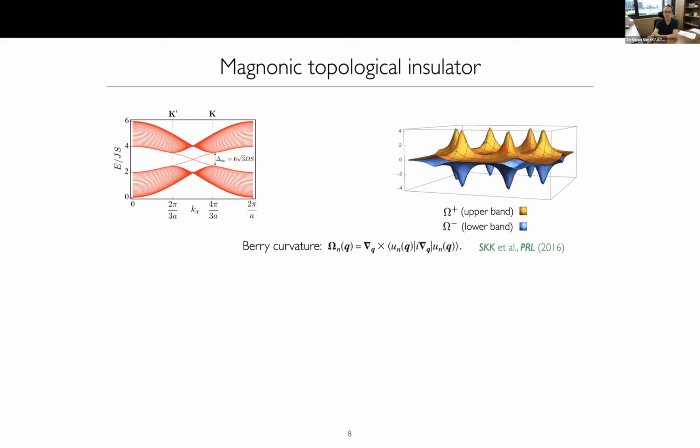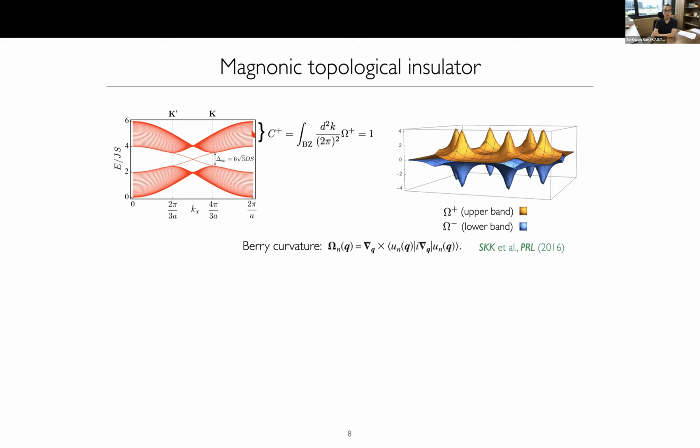And this Berry curvature of the upper band is positive. Berry curvature of the lower band is negative. And when we integrate Berry curvature over the Brillouin zone, we get a quantized number, like magnetic flux in real space. This integration of Berry curvature over the Brillouin zone is always discretized, and that's called the so-called Chern number.